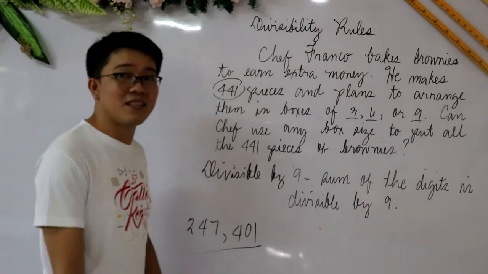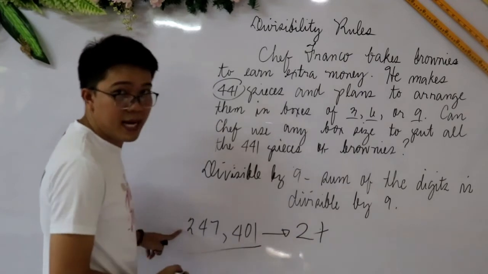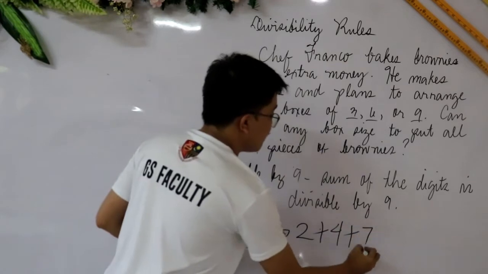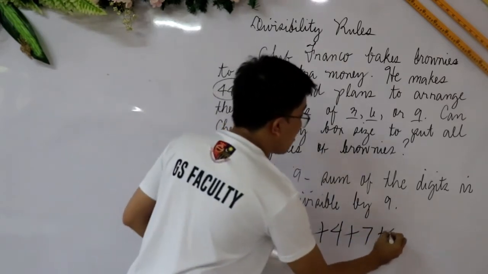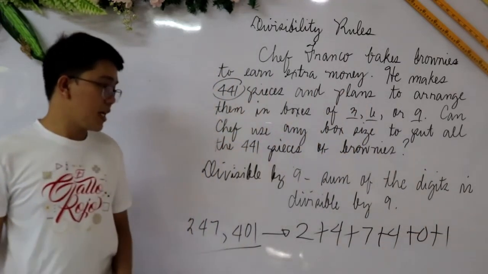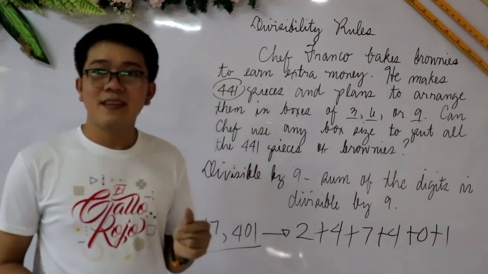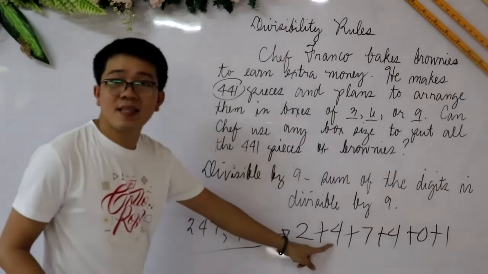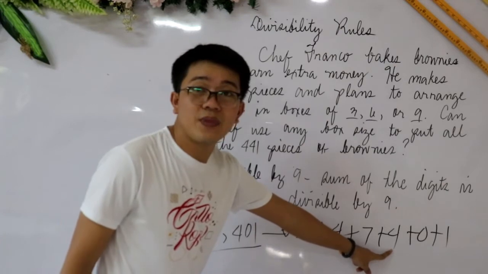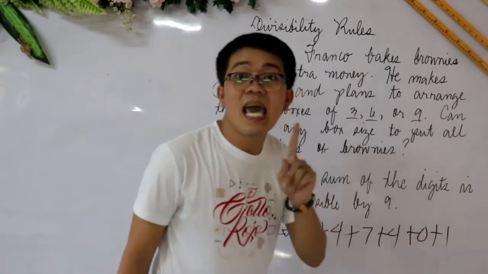Are you ready to add them? Let's begin. 2 plus 4 plus 7 plus 4 again plus 0 and plus 1. Can you please help me add those digits? What do you think is the sum? Yes. 2 plus 4 is 6. Plus 7 is 13. 13 plus 4, definitely 17. 17 plus 1, it is 18.